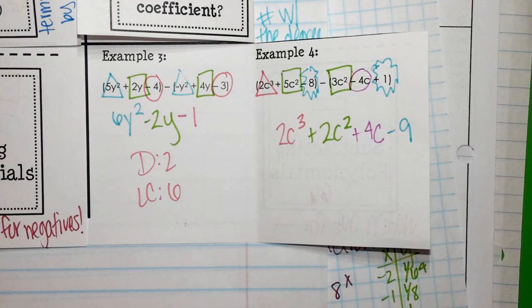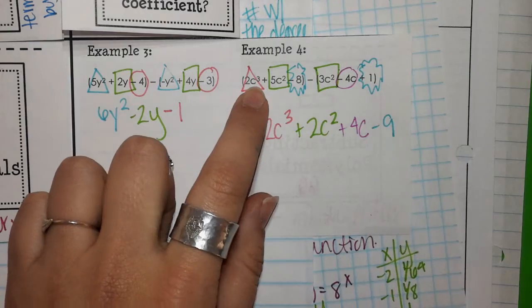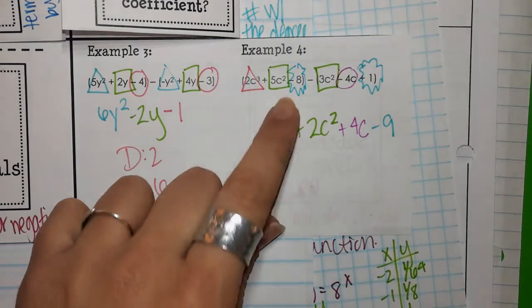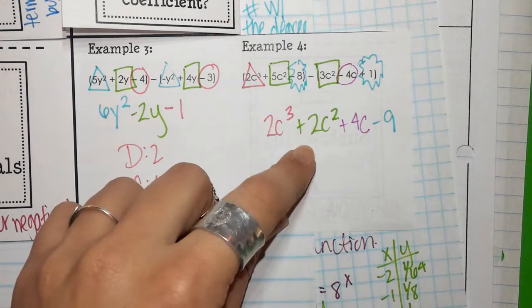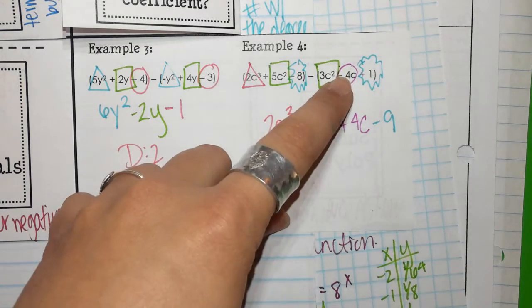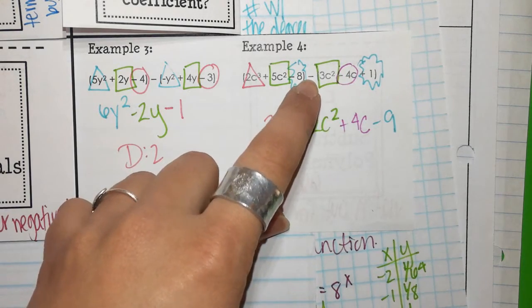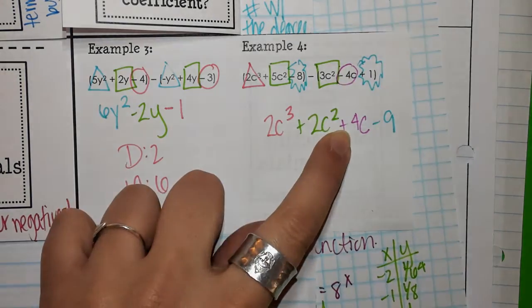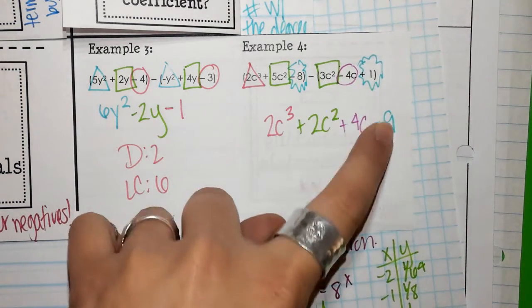Now remember, I told you you have to watch out for negatives. You don't have anything to combine with this guy, so you bring him down. It's 5 minus 3, so you get 2. This is a negative inside parentheses with a negative, so a negative and a negative make a positive. And then it's negative 8 minus 1, you get minus 9.